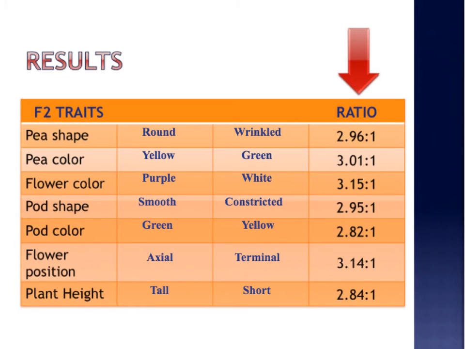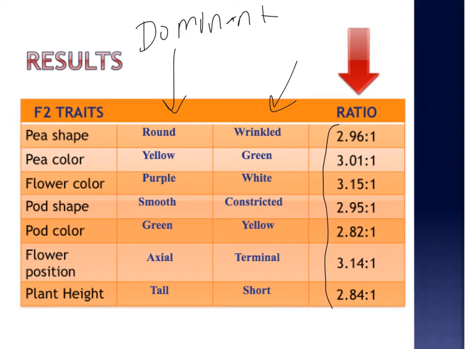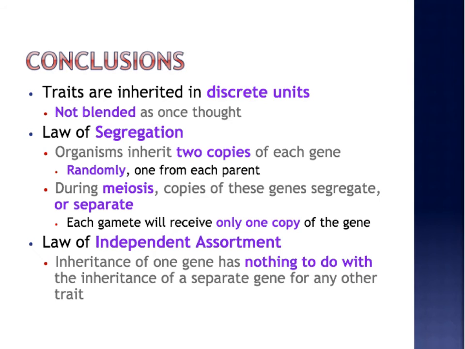This is just a data chart that shows the traits that he was working with, the round and the wrinkled, so all of these would be your dominant traits. All of these in this column would be your recessive, and you can see that it's very, very close to a 3:1 ratio in all of these. So the conclusions: the traits are inherited in discrete units. It's not a blending. We know it's not a blending because in that F2 generation in Mendel's crosses, that recessive trait reappeared.